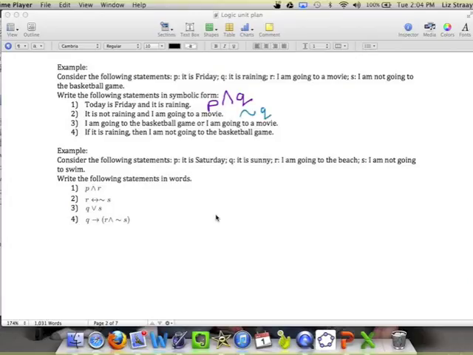It is not raining, and, we said and is our mountain peak. I'm going to a movie. R. What is the thing after the mountain peak? R. The phrase going to a movie.